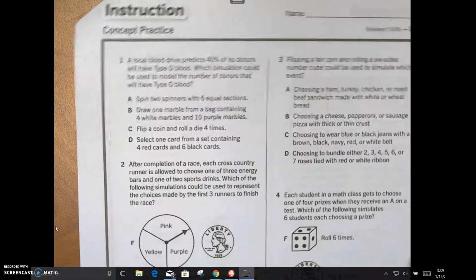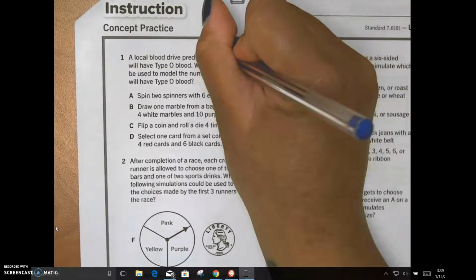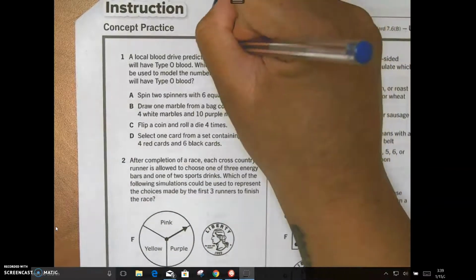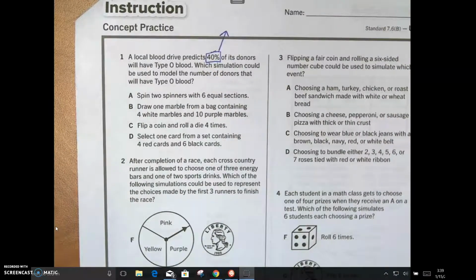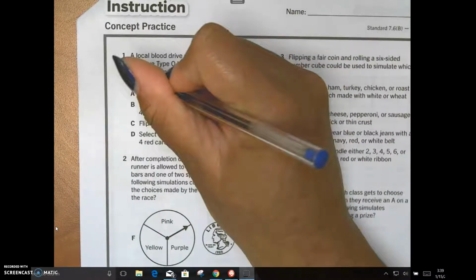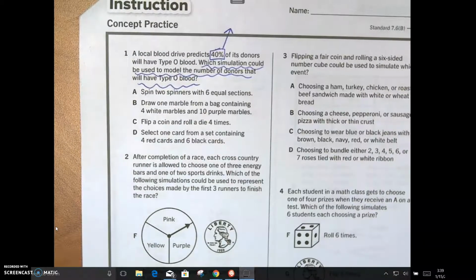On the next page, a blood drive predicts 40% of its donors will have type O blood. Which simulation could be used to model the number of donors that could have type O blood? What is the outcome that I'm looking for?